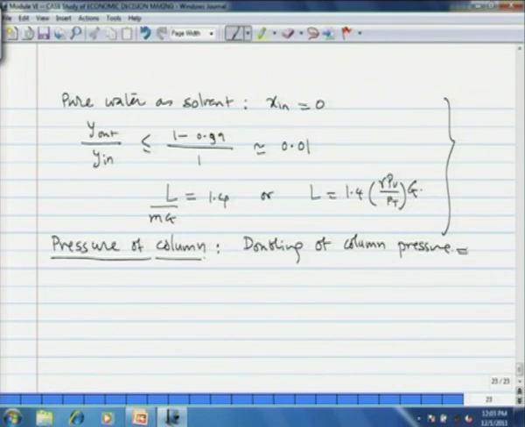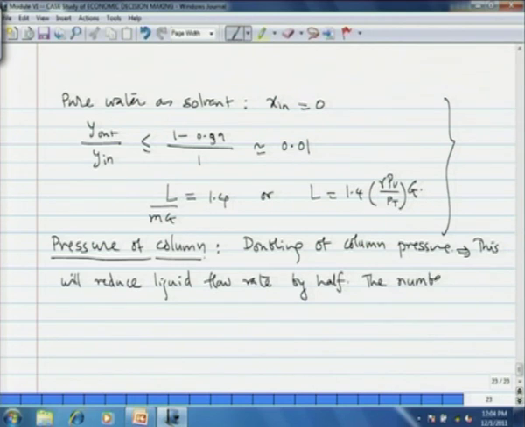This will reduce the liquid flow rate by half. Liquid flow rate will reduce 2 times, by a factor of 2. However, L by mg remains to be 1.4, and therefore, the number of plates in the column do not change. That point we note.